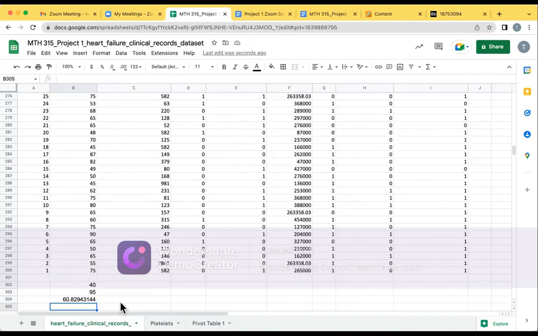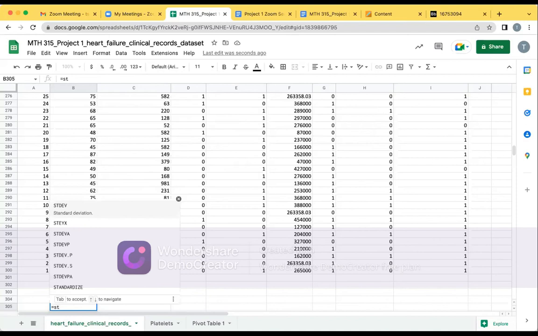What else? Oh, the standard deviation. If you had to do standard deviation by hand, it would take forever. You don't want to do it by hand. You need to use Excel or Google Sheets. So I'm going to put equals, and I'm going to start writing standard deviation. So ST, and there it is. Look at that, standard deviation.